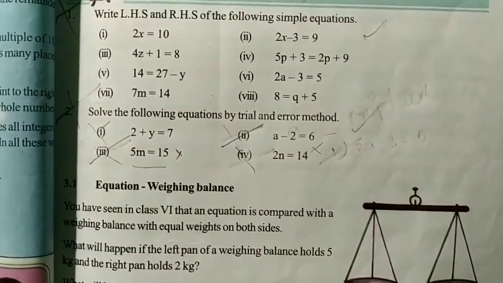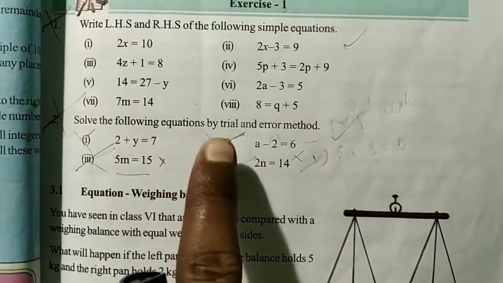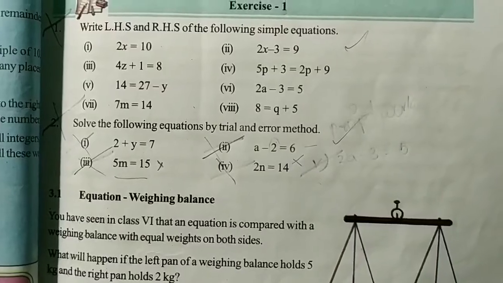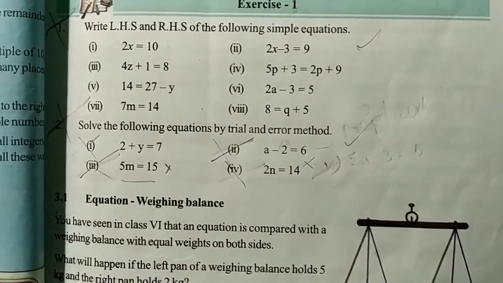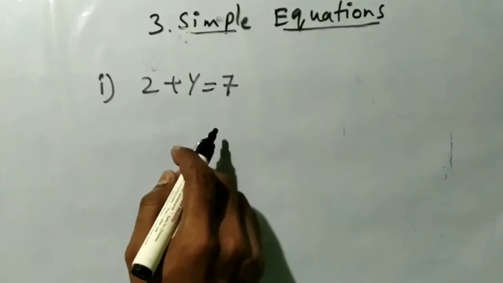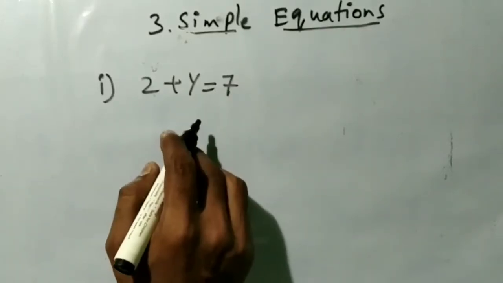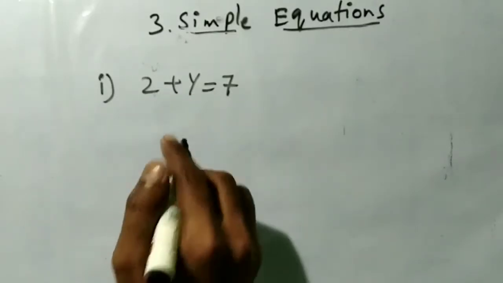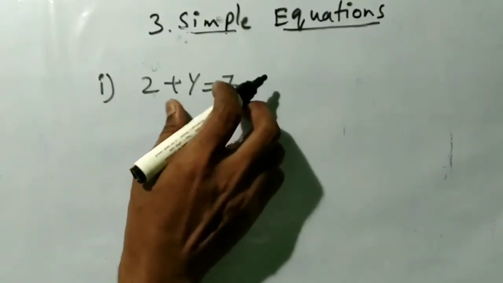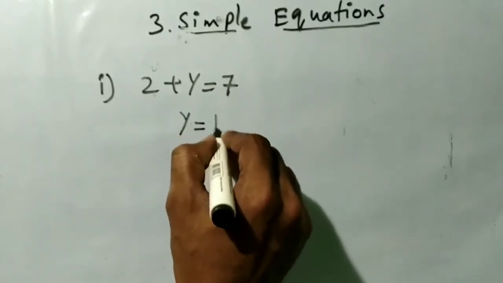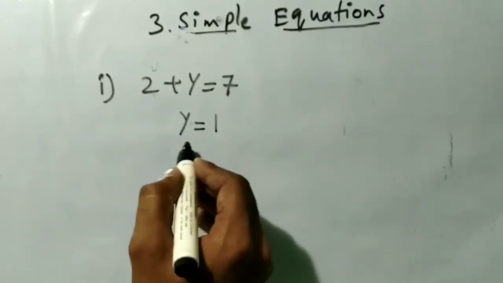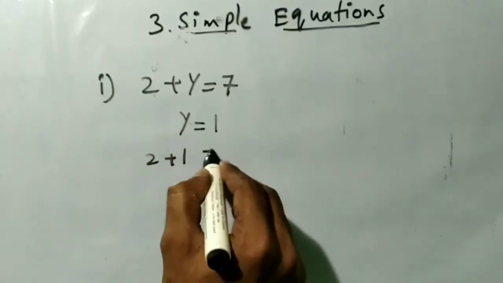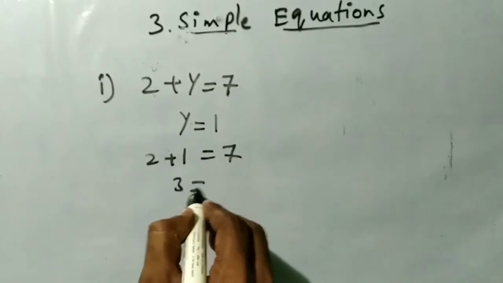That is the second bit. Solve the following equations by trial and error method. First one is 2 plus y is equal to 7. First exercise, second bit. So we have to substitute y with such a value which makes 2 plus y equal to 7. So let's try something, that is y is equal to 1. Then 2 plus 1, here 3 is equal to 7?